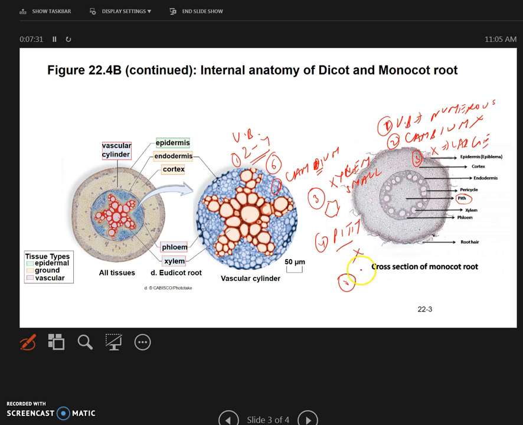And last but not the least, cortex. So cortex, what happens is, this is large. This is the cortex. Here's the cortex. The cortex is small. I think this is all of the differences that I have for the internal anatomy of dicot and monocot root.